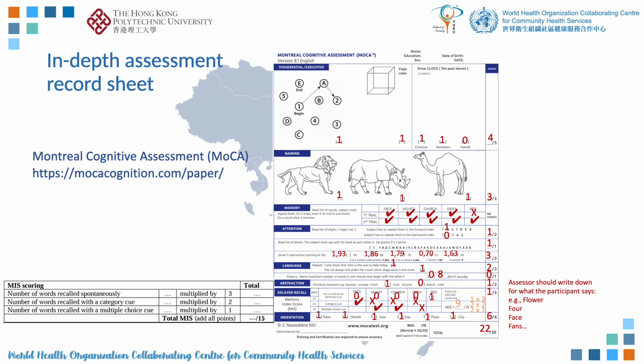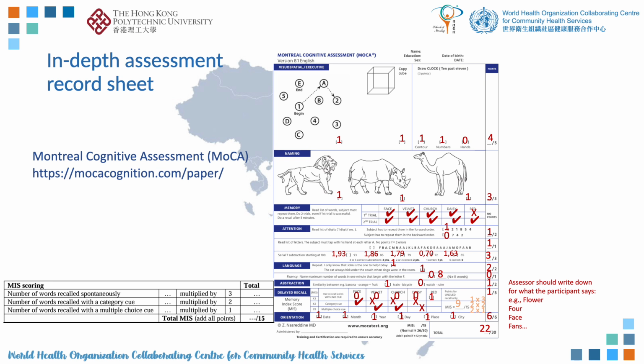The fourth one is the attention. For the digit span, give 1 point for each correct sequence repeated, such as the forward or backward. For the serial subtraction, write down each number the participant says. Each correct answer equals the previous number minus 7. So writing the numbers down is important for the verification during the follow-up.